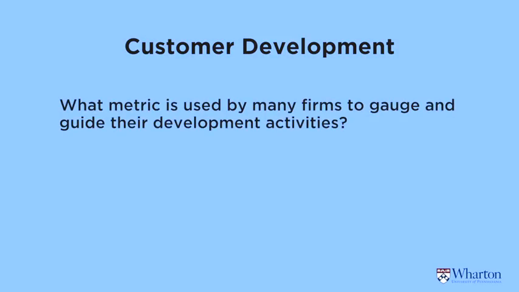So now it's time to ask the question, what metric do firms use to gauge and guide their development activities? There's actually a lot of different metrics that they use. Again, the basic idea is how well developed is this customer for the firm? Or look at it the other way around, how well developed is this firm in the customer's mind or the customer's wallet? So a very common metric that's used here is share of wallet.